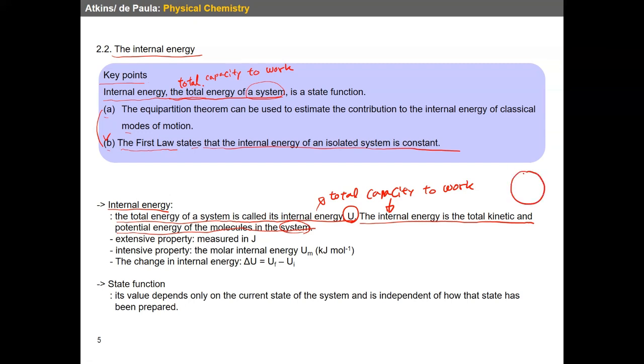So if there is some kind of system, and the system has some energy to do work, the total amount of energy in the system is called its internal energy. There are two kinds of property: the extensive property and the intensive property.